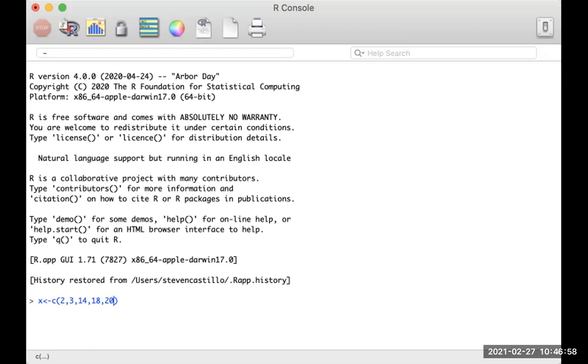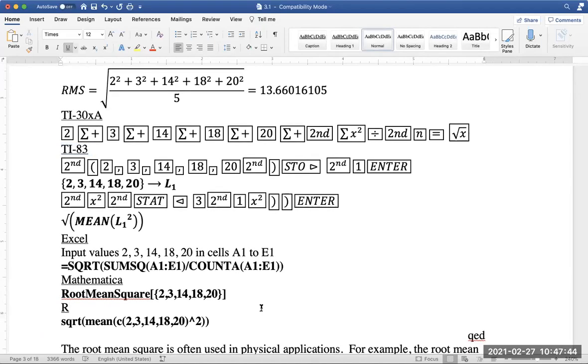Unfortunately, R is very Unix-like. You can tell it has Unix roots, which came from the S roots. So a lot of these things may not be as obvious. So I'll do the square root of the mean of X squared. 13.66016. Here it is. Okay, so that gives you different technologies to be able to figure out some things.